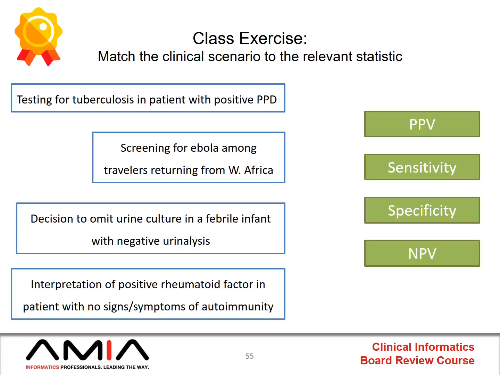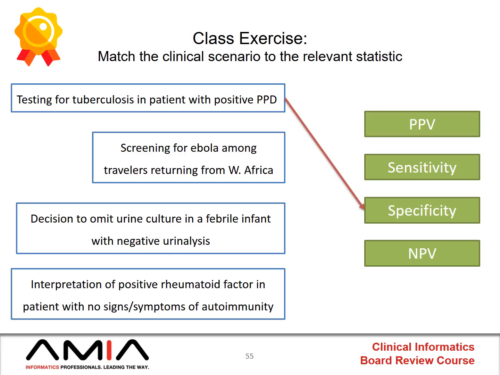All right, let's do a quick exercise. I've got 4 clinical scenarios here and 4 terms on the right. And we're going to match each clinical scenario with the relevant or best statistic that you're trying to optimize. So if I'm testing for tuberculosis in a patient with a positive PPD, which of these 4 statistics do I care about? So remember, a PPD is a screening test for tuberculosis. And once you have a positive PPD, you have to go on to do a confirmatory test. So in this case, I need to pick a test that has a very high specificity.